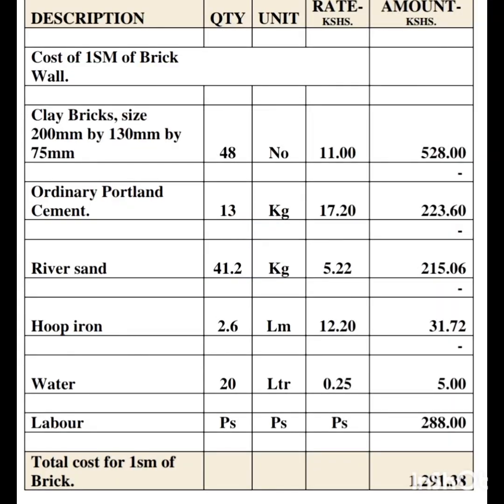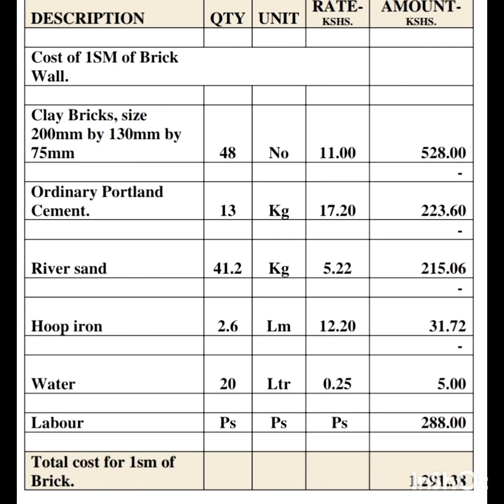As you can see from your screen, this is the cost of 1 square meter of a brick wall. So you see the size of the brick that we are using. The first column shows you that 1 square meter of a brick wall will take 48 pieces of bricks, at a cost of 11 shillings per brick. For cement, we'll use 13 kgs for 1 square meter of the brick wall. For the same square meter, we'll use river sand, 41.2 kgs.